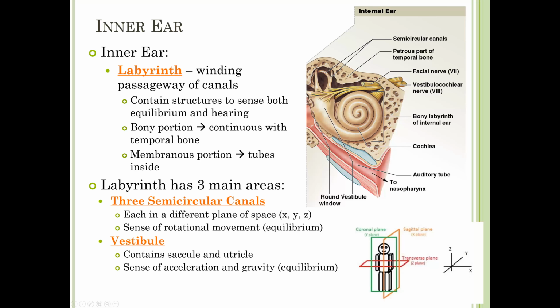The next major structure is called the vestibule, which is this swollen area right here at the base of the semicircular canals. The vestibule contains two structures called the saccule and utricle, and again we'll talk more about those later. And this is the area where you're going to sense acceleration and gravity, which are also part of your equilibrium sense. And then the final part of the labyrinth is the curly part down here that looks like a snail shell. This is called your cochlea, and this allows you to have your sense of hearing.